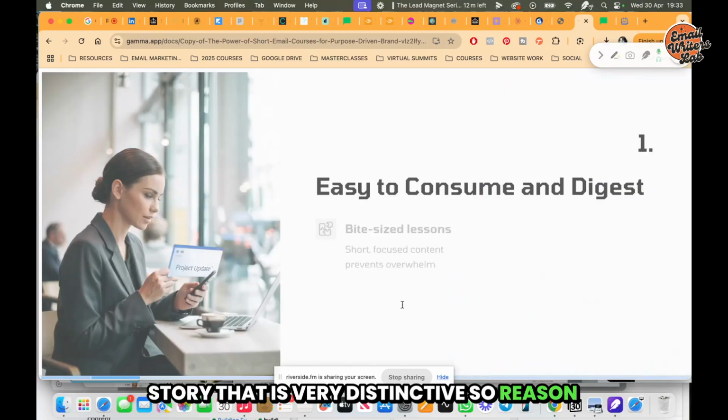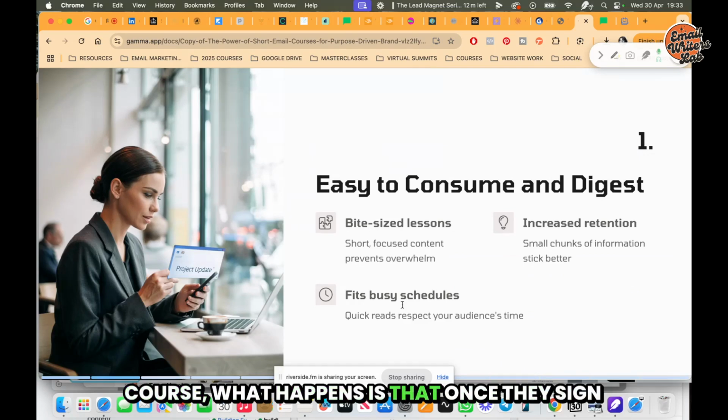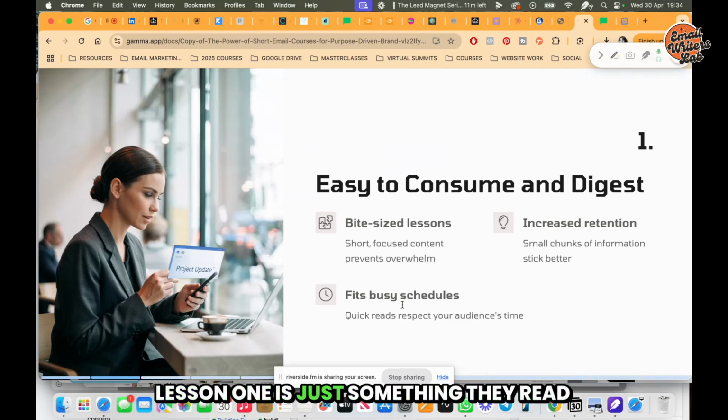So reason 1 is that an email mini course is very easy to consume. When you do a 5 to 7 day email course, once they sign up, you send them lesson 1, and that lesson is just something they read through. They might have some homework or some tips that you give in that lesson, and you tell them what's coming in lesson 2. So it's a quick read, a bite-sized lesson. It's easy to consume and easy to digest.